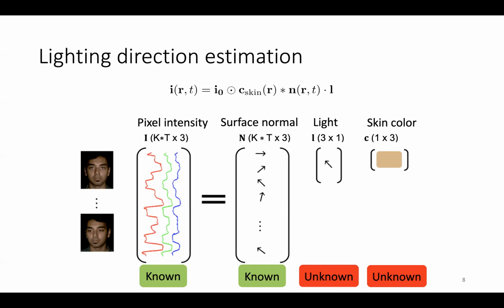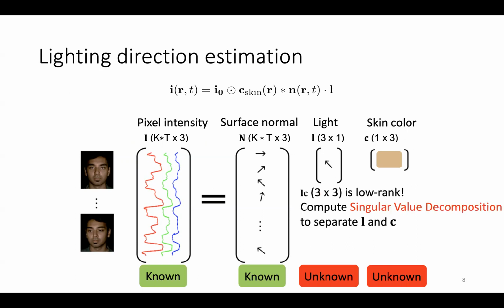So in this expression, both the surface normal and the pixel intensity measurements are known, and the effective light source direction L and the average skin color C need to be estimated. Using this expression, the matrix L times C is obtained by solving a least squares problem in an overdetermined system. Further, this matrix is a low-rank matrix in a simple lighting environment. Hence, we compute the singular value decomposition on the estimated matrix L times C transpose to separate the light source direction and the average skin colors C.